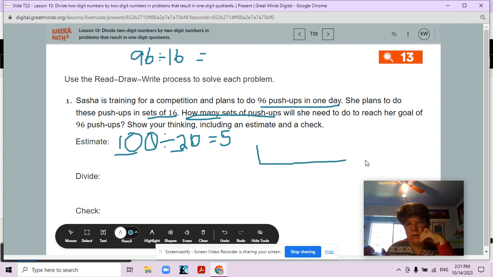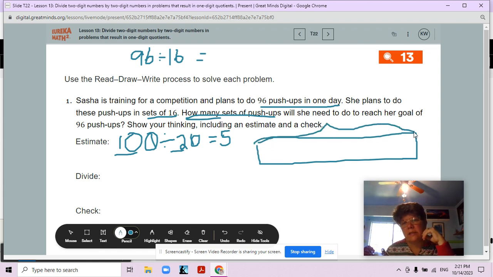All right, and then a little tape diagram just to go with the story problem. This is a total of 96. And each section is 16. And we think there's 5 sections, but we're not really sure. And the question is, how many sets, right? How many sets are we doing to make 96 in a day?